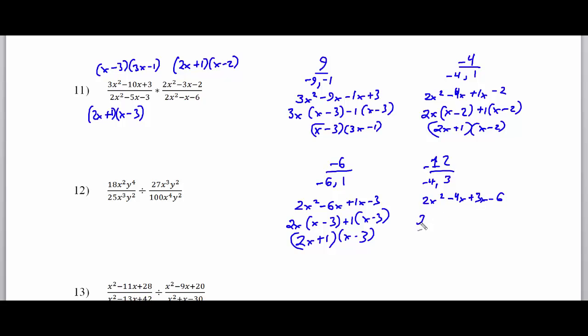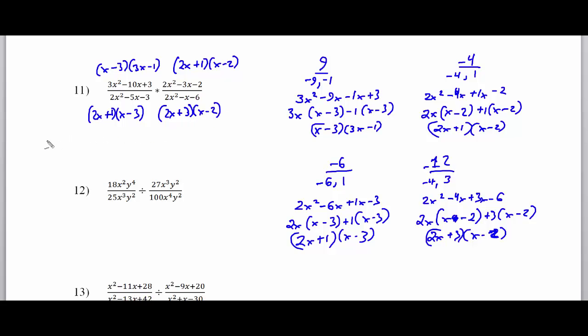Factor out of the first 2 terms a 2x, and that leaves me with an x minus 2. And then in the other situation, I'm going to factor out a positive 3, and that gives me an x minus 2. So now I have 2x plus 3 and x minus 2. So over here, 2x plus 3, and then an x minus 2.